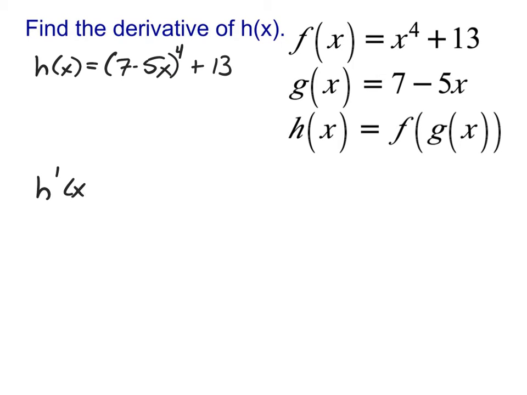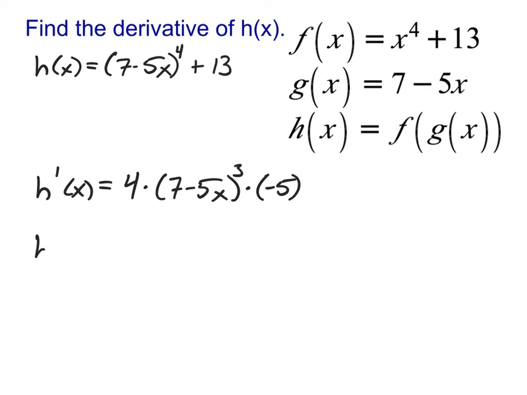H prime of x equals 4 times the 7 minus 5x to the 3rd times the derivative of the 7 minus 5x. Well, what's the derivative of 7 minus 5x? Negative 5. All right, so that now is the derivative of that part of my function. I just have left the plus 13. What's the derivative of the 13? 0. So that goes away. So this is our derivative then.